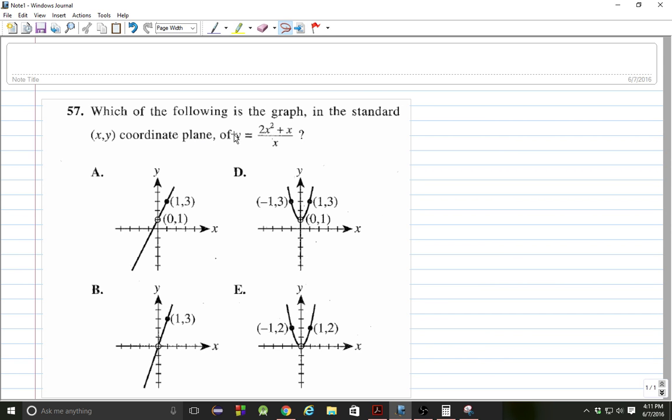Okay, so which of the following is the graph in the standard xy coordinate plane of y equals 2x squared plus x over x? Let's rewrite this for a second. Let me get my pen here. y equals 2x squared plus x over x. Right away we know this is going to have a hole because this can cancel out.